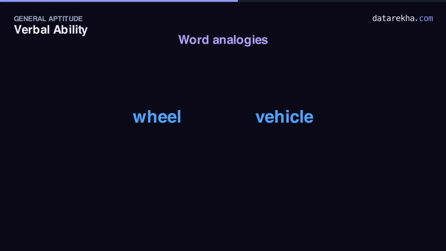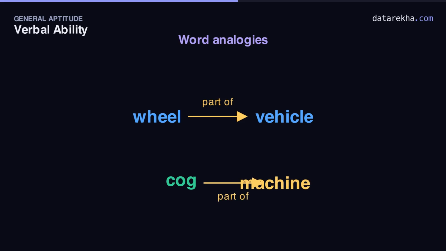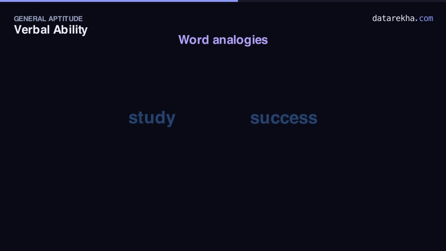Take a first pair. Wheel to vehicle. Say the link out loud. A wheel is a part of a vehicle. That is the relation. Part to whole. Now carry the exact same link to cog. A cog is a part of a machine. So the answer is machine. Part to whole. Matched.